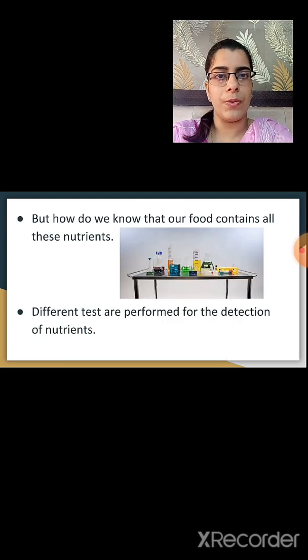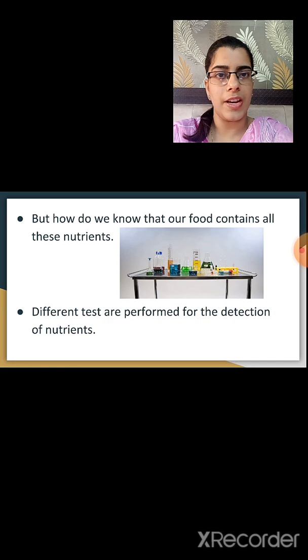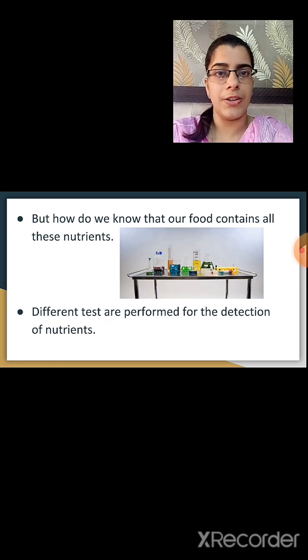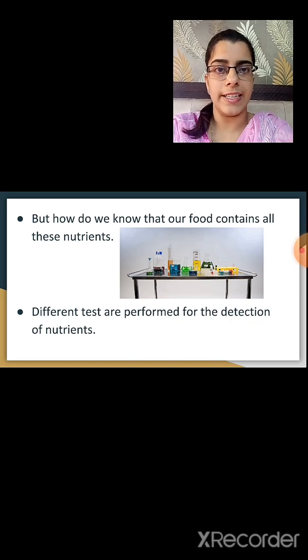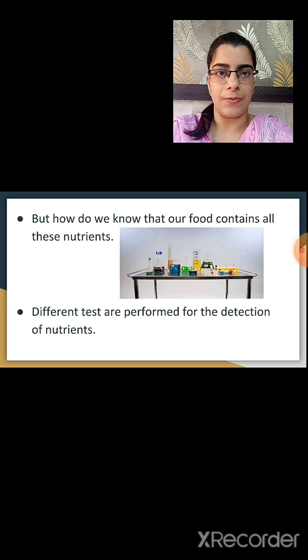But how do we know that our food contains all these nutrients? We said that our food consists of different nutrients like carbohydrates, fats, proteins, vitamins, etc. But how will we know that our food contains them? To know this, different tests are performed for the detection of nutrients. Do you remember which tests we have studied? We have studied the tests for the detection of starch, proteins and fats.